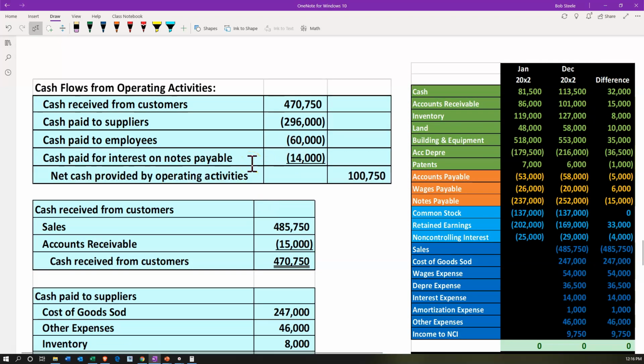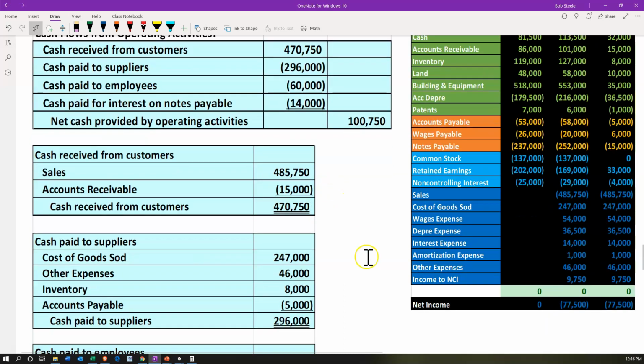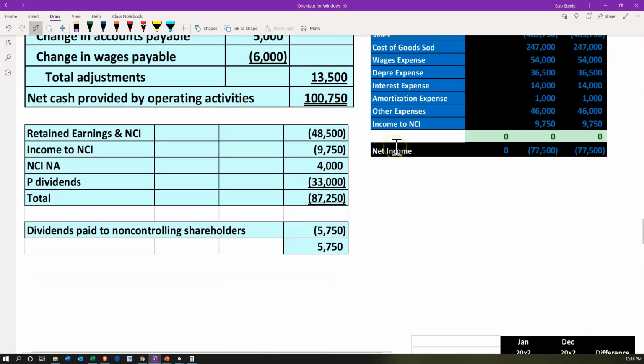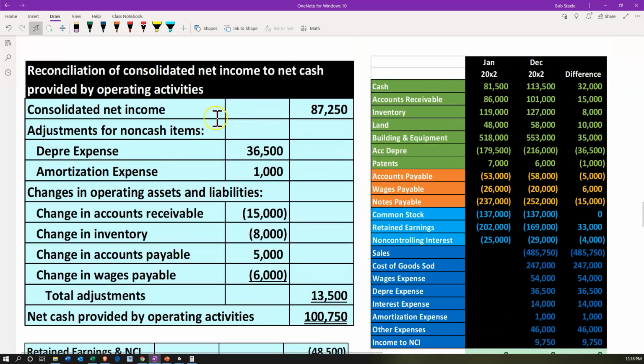So we have the negative 60,000. Then we've got cash paid for interest on the notes payable. Cash paid for interest is going to be pulled directly here. So there it is, the 14,000. If we add those up, then we get to the 100,750. That 100,750 should then, of course, match what we got when we did the reconciliation of consolidated net income to cash provided by operating activities.